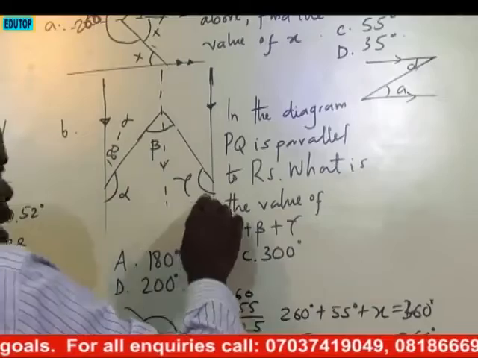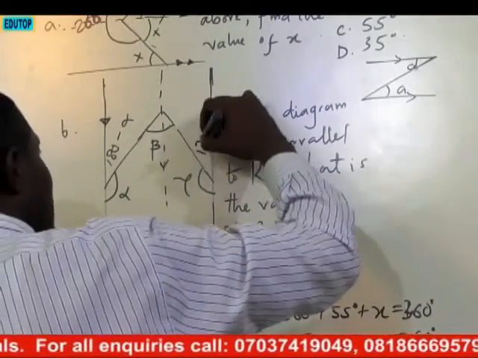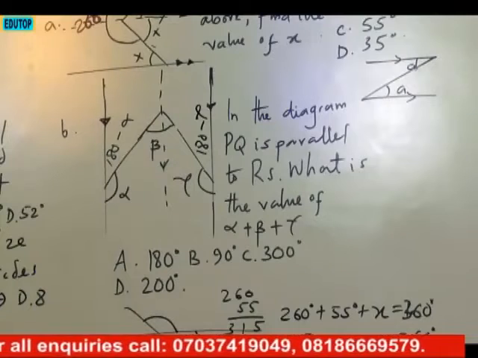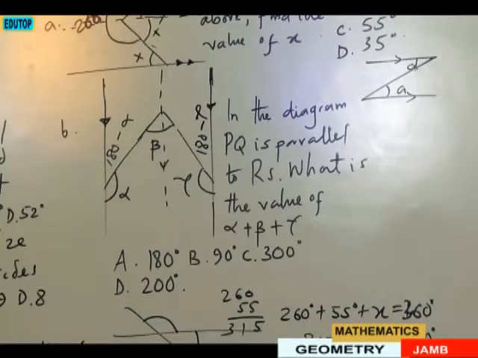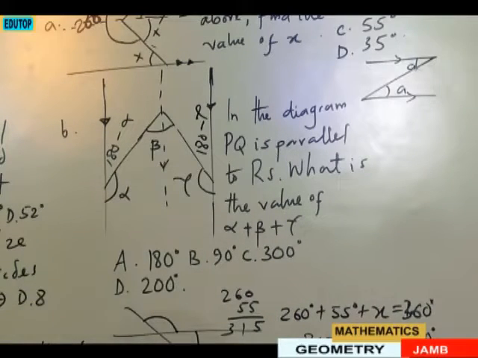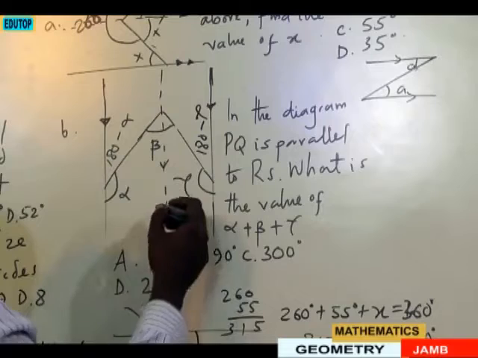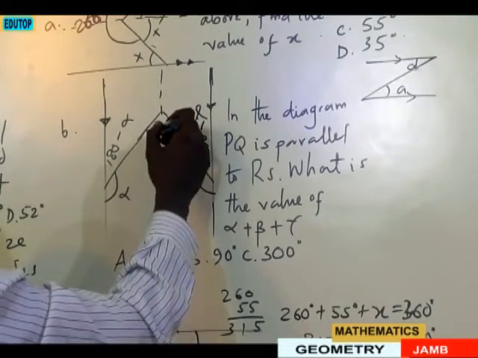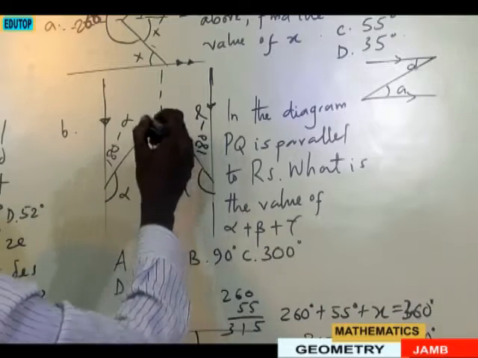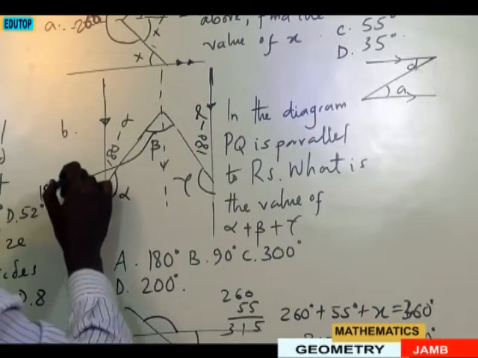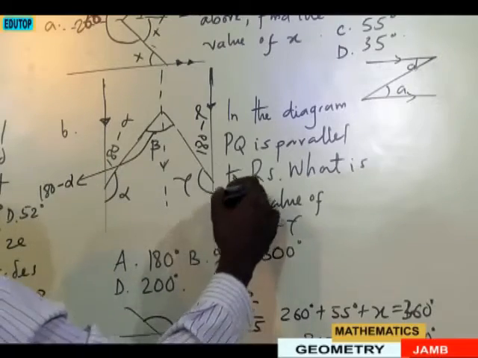Also, if this place is gamma, this place will be 180 minus gamma. Because 180 minus gamma plus gamma will be equal to 180 degrees, the sum of angles on a straight line. Now, look at this very well. Since these two lines are parallel, look at your Z being formed. That means from this place to this place will be equal to 180 minus alpha. Then look at another Z.